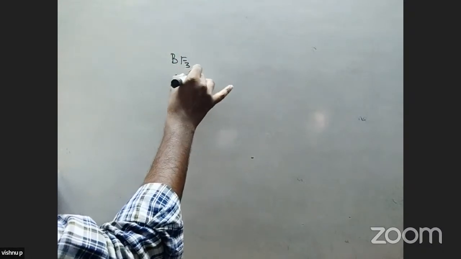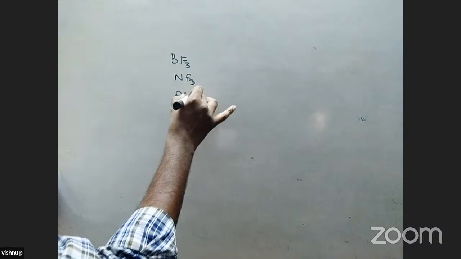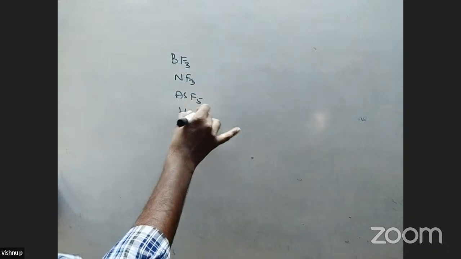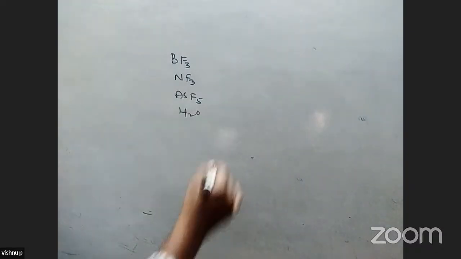One more question here. BF3, NF3, AsF5, H2O: let's find out the shapes of these molecules. Okay, BF3. Find out the bond pairs and the lone pairs in BF3.